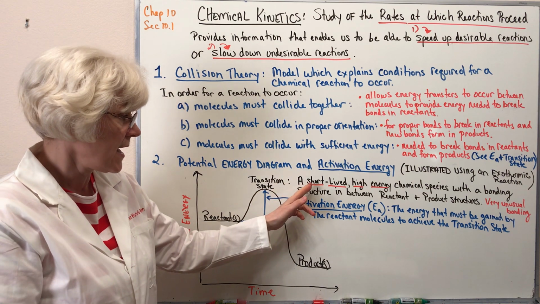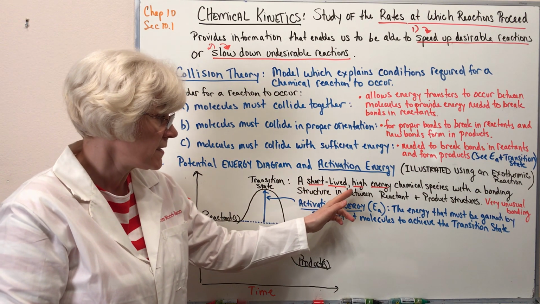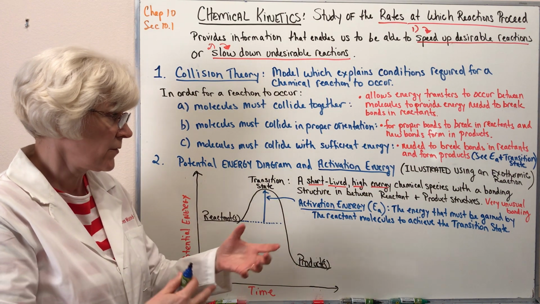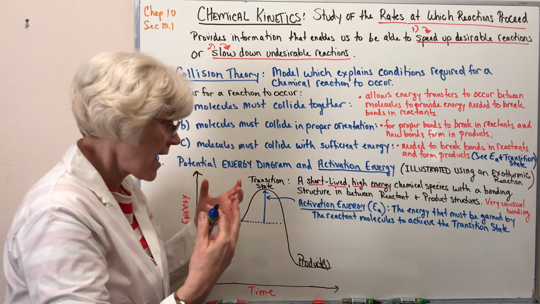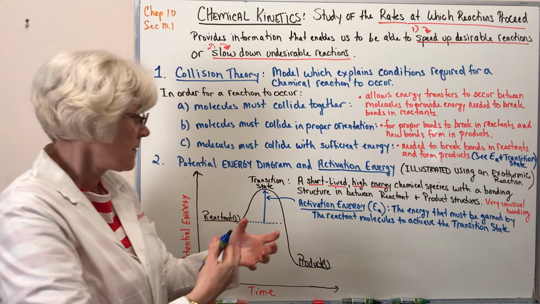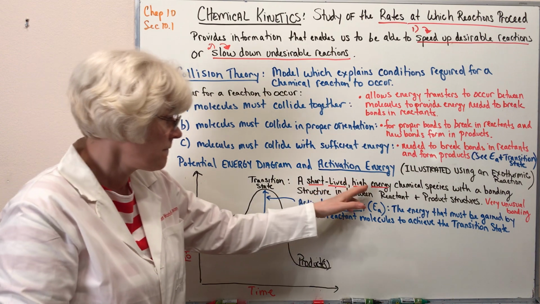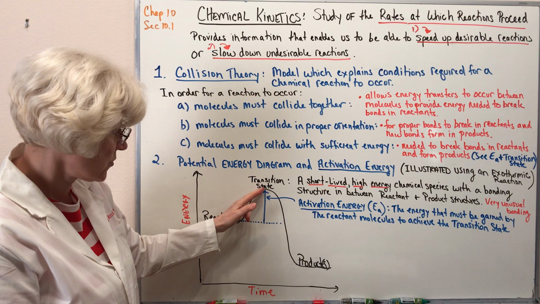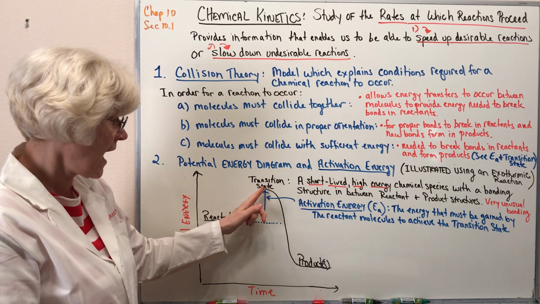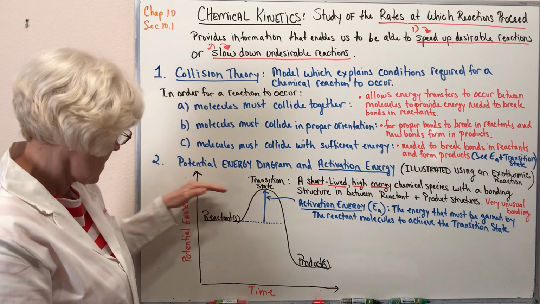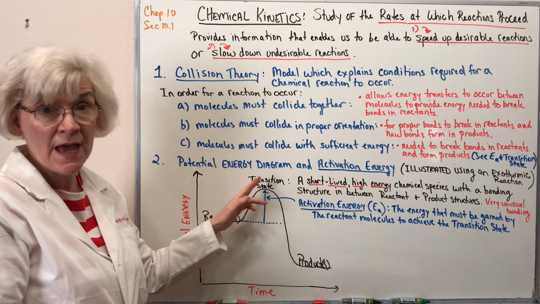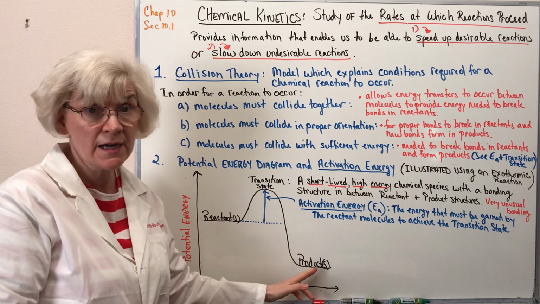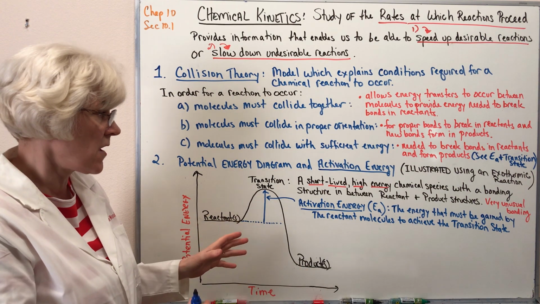The transition state is a short-lived, high-energy chemical species, right? So it's a chemical species, very unstable, very high energy, very short-lived. So notice the transition state is the highest structure on the potential energy diagram that is indicated. It is always higher in energy than either the reactant or the products themselves.